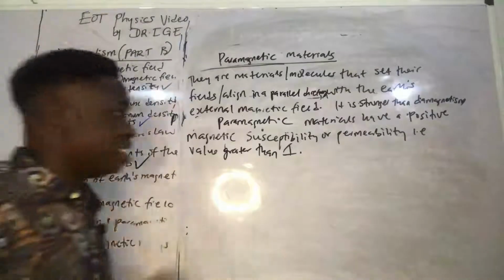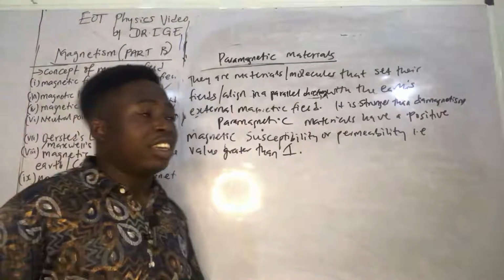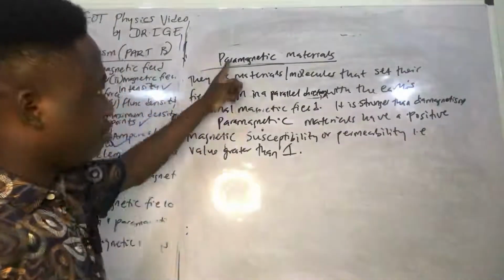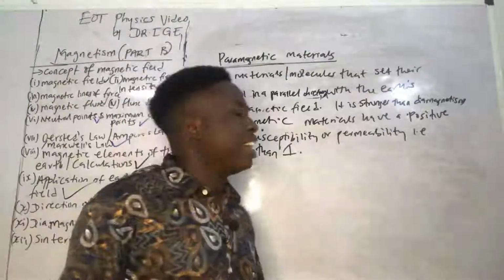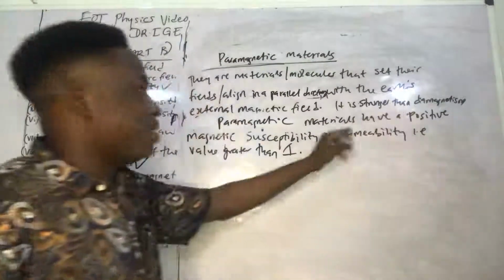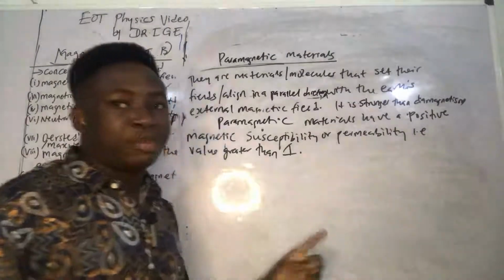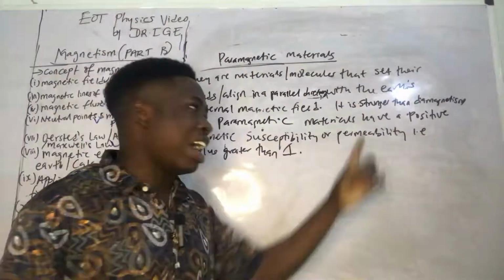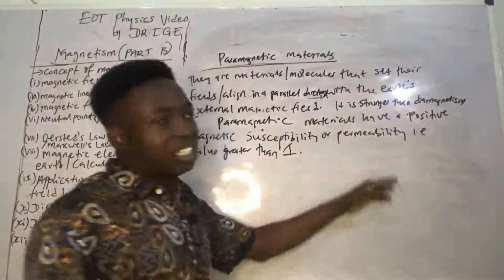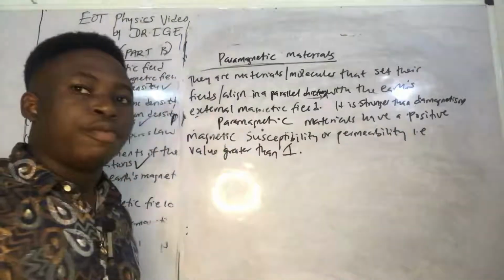So you can just go back to get the difference. The major difference is that diamagnetic materials act perpendicular, while paramagnetic materials can be made parallel. Diamagnetism is weaker, paramagnetism is stronger. Diamagnetic materials have a negative magnetic susceptibility or permeability, while paramagnetic materials have a positive magnetic susceptibility or permeability. For diamagnetic, the value of magnetic susceptibility is less than 1. For this one it is greater than 1.